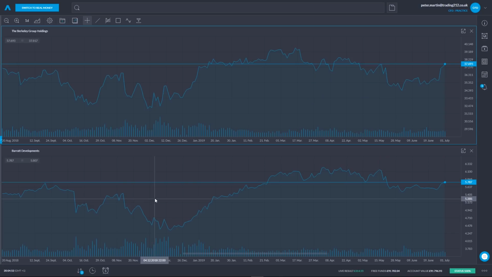We can give our potential pair a quick eyeball test by looking at their price charts. Here we have a daily chart of the Berkeley Group at the top of the screen, and beneath it a daily chart of Barratt Developments. Now the charts aren't identical, but they are very similar. And really that's what we want. In general, the correlation between the two tends to hold, but there are occasional times when there are slight divergences in their share price performance. And these are our opportunities.